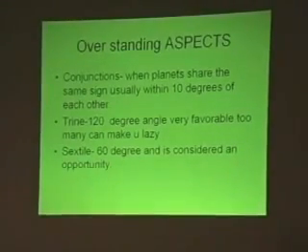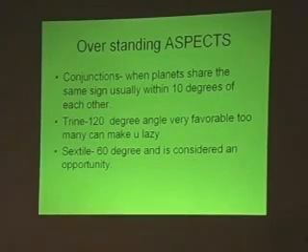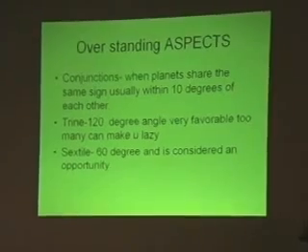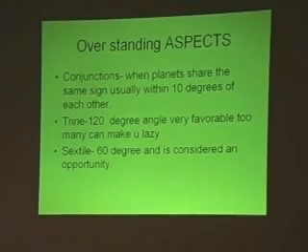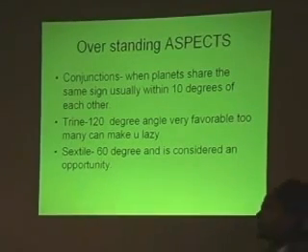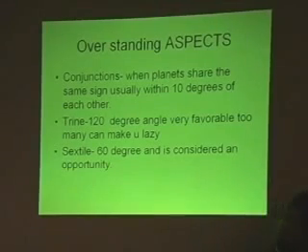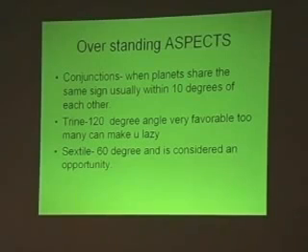Overstanding aspects, but I'm not going to touch on aspects. But dealing in astrology, conjunctions are when planets share the same sign, and they're usually within 10, some say 8 degrees of each other. A trine is when planets are 120 degrees away from each other and they're favorable. Too many trines in your chart can make you lazy because things come to you too easy. If it comes to you easy, you don't really put a lot of effort into it. A sextile is 60 degrees and is considered basically an opportunity.